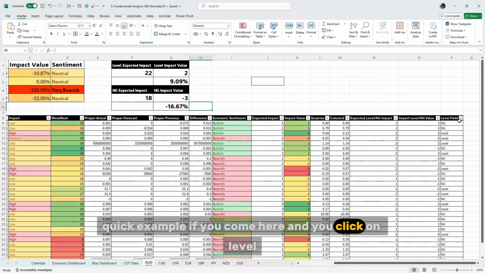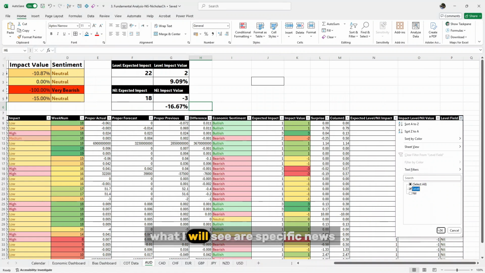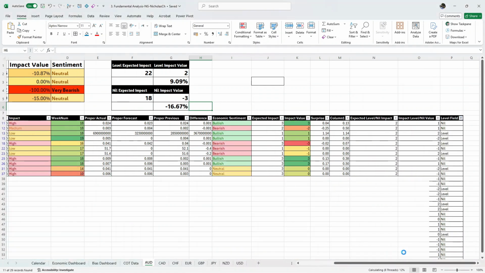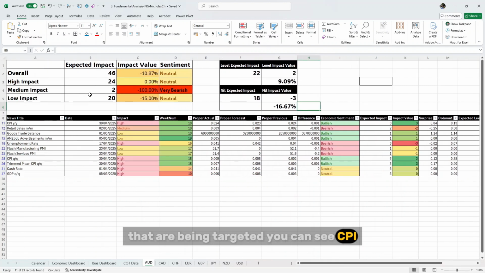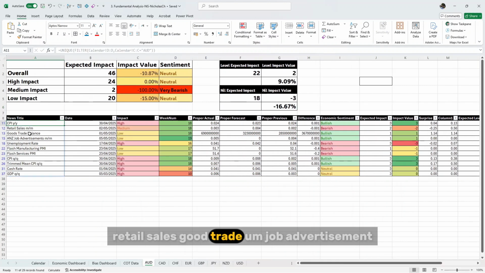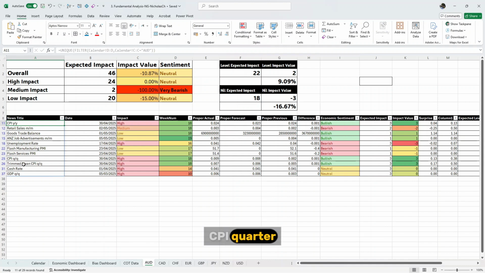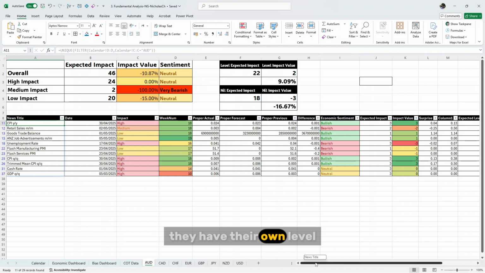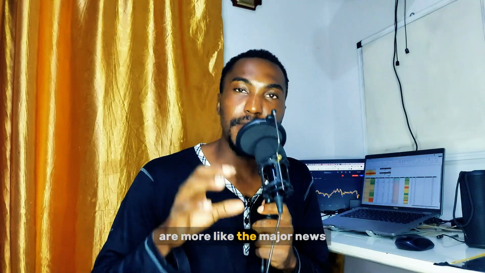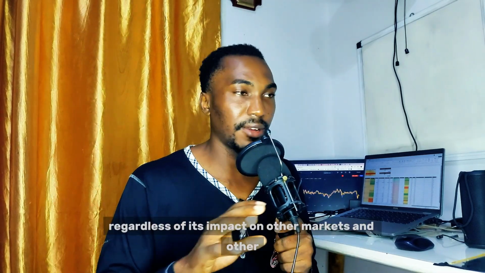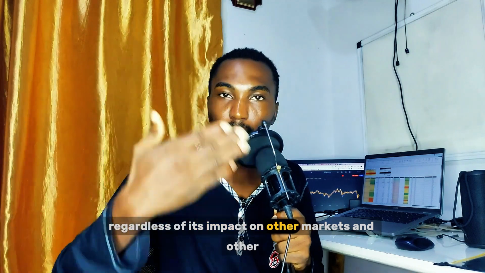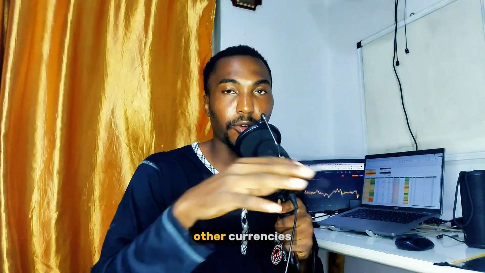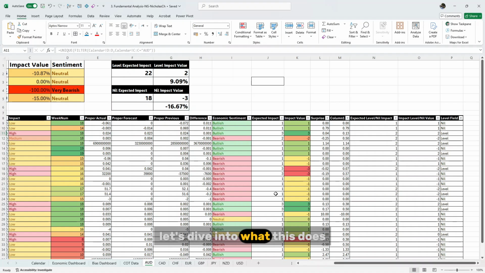If you come here and you click on level, what I will see are specific news that are being targeted. You can see CPI, retail sales, goods trade, job advertisements, unemployment rates, PMI again, CPI quarter trimmed, cash rate, and GDP. And in other economies, they have their own level. So the levels are more like the major news that really affect an economy, regardless of its impact on other markets and other currencies. Let's dive into what this does.